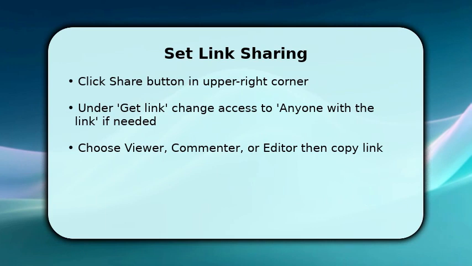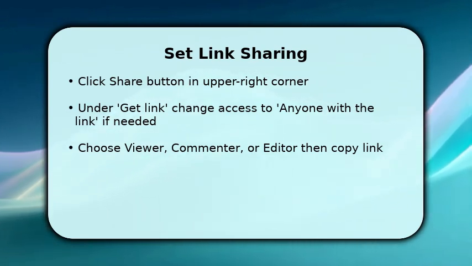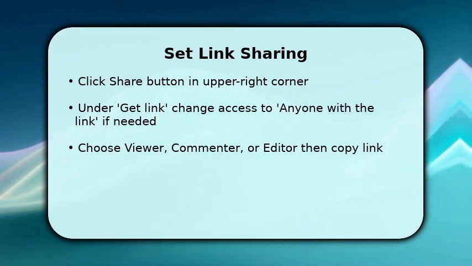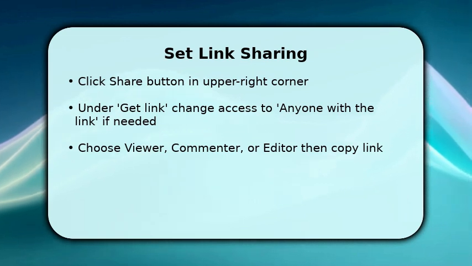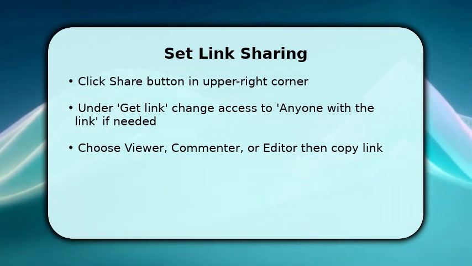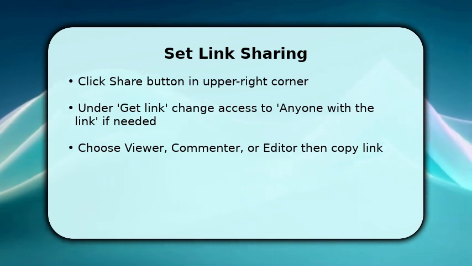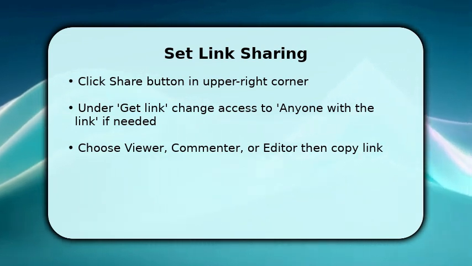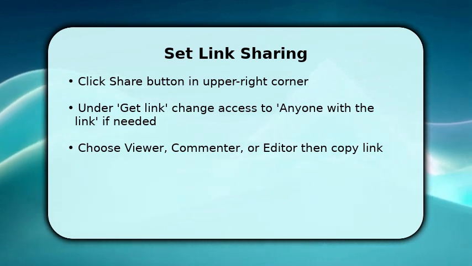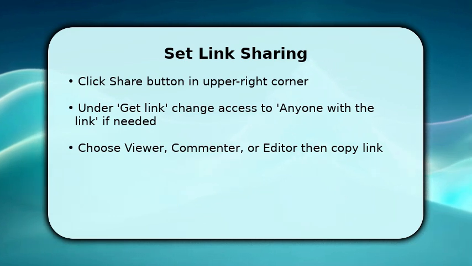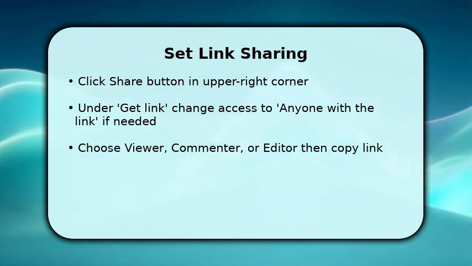Next, click the blue Share button in the document's top right corner and focus on the Get Link section. Once there, change the restricted setting to anyone with the link when you need broad access. Otherwise, keep it restricted to specific people. Then pick the role: viewer to prevent edits, commenter to allow notes, or editor to permit full changes. After selecting the role, click Copy Link. This copied URL is the only consistent way to share direct access.